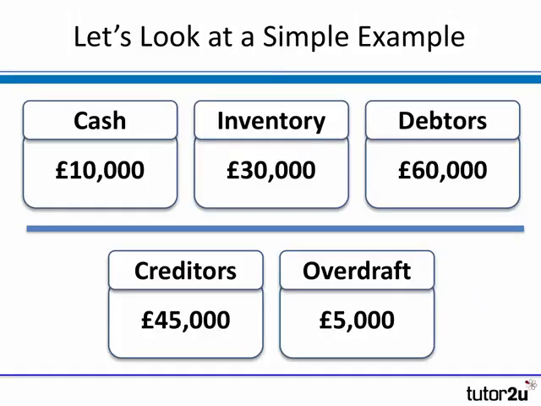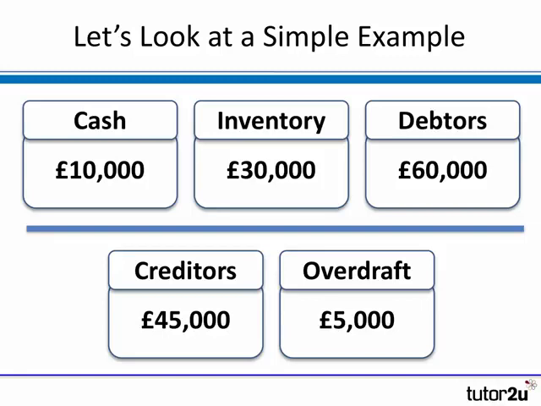Let's look at a really simple example to show you how the main liquidity ratio, known as the current ratio, is calculated. We've got a very simple business, and this is a snapshot of some of the information from the balance sheet. At the balance sheet date, it had cash in hand of £10,000. It was holding stocks or inventories at a cost of £30,000. That's tied up in stocks. And it was also owed £60,000 by its customers, trade debtors of £60,000.